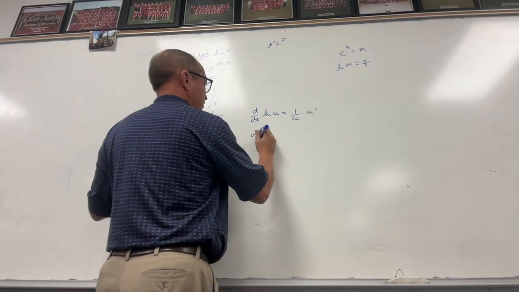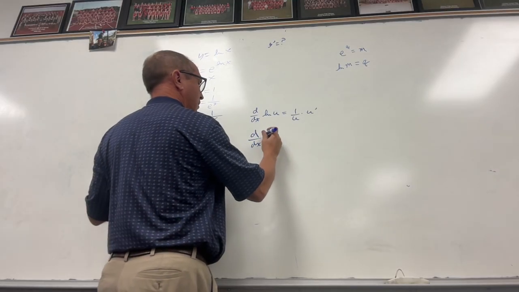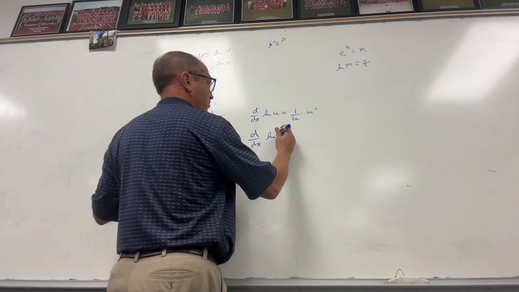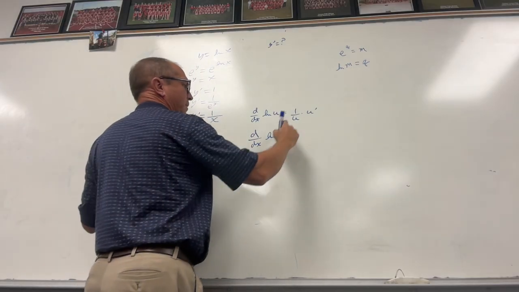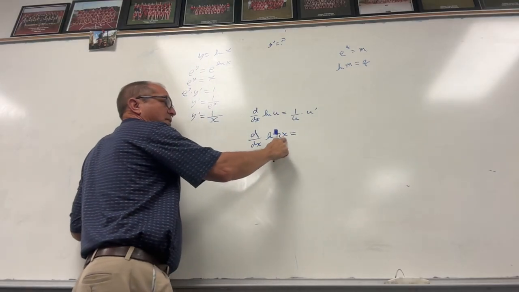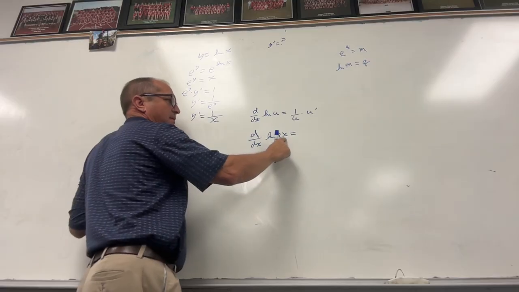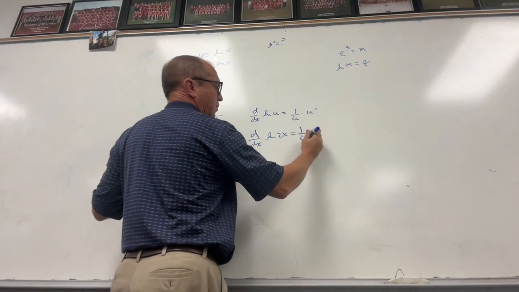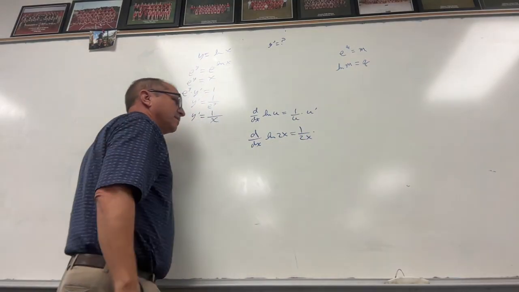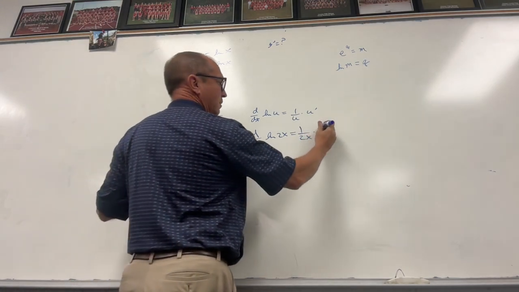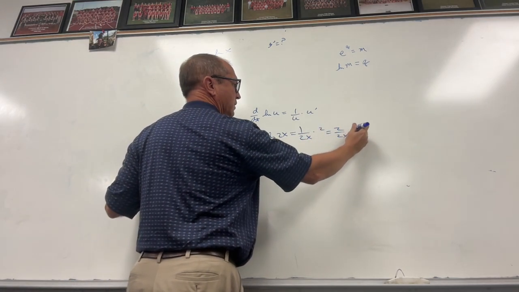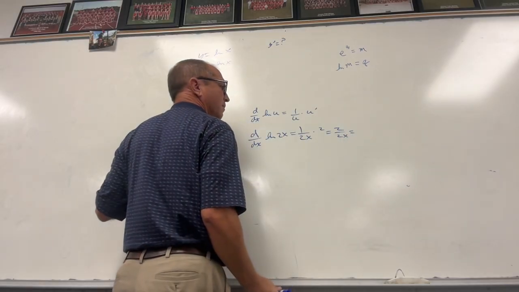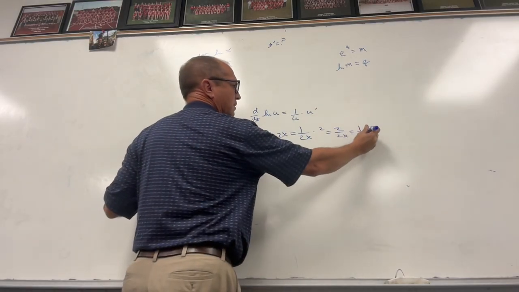So if I want to know what the derivative of the natural log of 2x is, it would be 2x in the place of u, right? So it's 1 over 2x, then times 2, which is 2 over 2x, which is 1 over x.